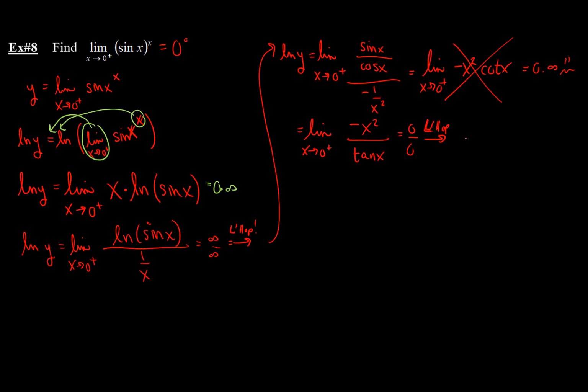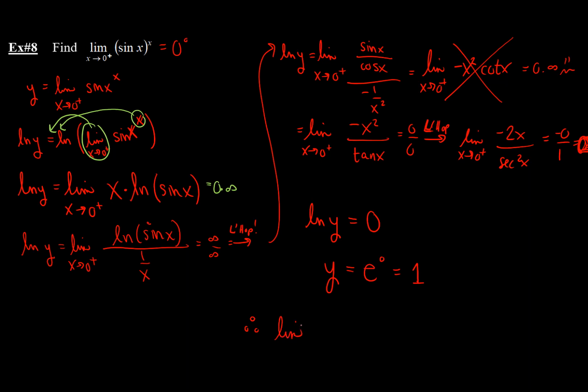And then I'm going to get negative 2x all over secant squared of x. And this gives me negative 0 over 1, which is 0. All right, but remember that the natural log of y is 0. And y, which is our limit statement, is equal to e to the 0, and e to the 0 is 1. So therefore, the limit as x approaches 0 from the right of sine of x to the power of x is equal to 1.